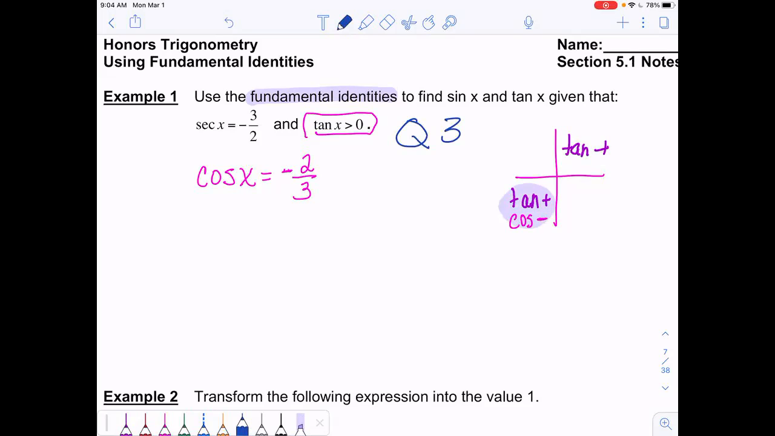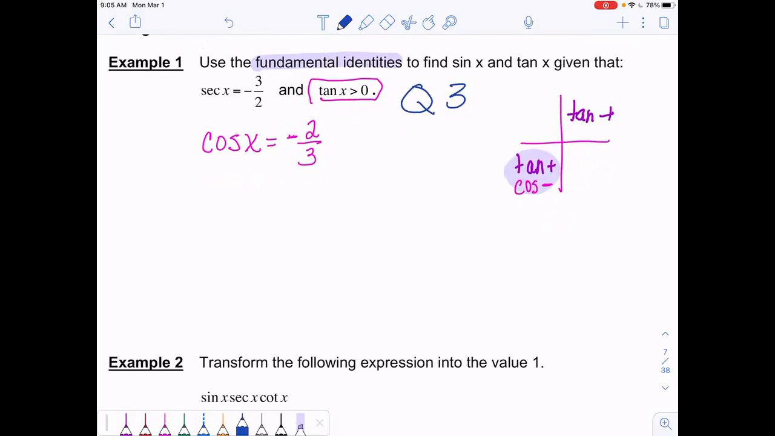So when you go to think about your solutions, you have to remember that when you're finding the solutions, the angle is located in the third quadrant. So that's going to kind of remind us whether I have a positive or a negative answer. All right, so we're asked to find the sine and the tangent. And we know the cosine is negative 2/3. So think about using your identities.